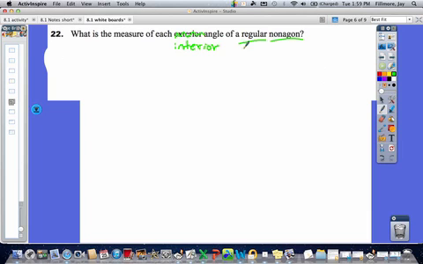Well, regular means all the angles are equal, and nonagon means 9 sides. So I'm going to try drawing this out as best as I can for a nonagon. Something like that. So we have 1, 2, 3, 4, 5, 6, 7, 8, 9 congruent angles because this is regular. So what's the measure of each one?